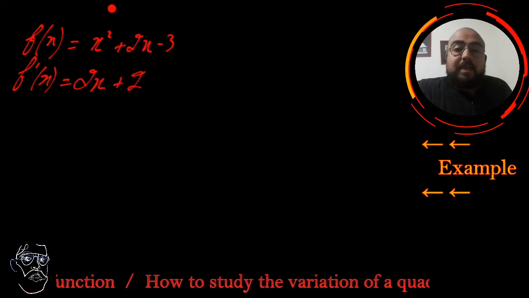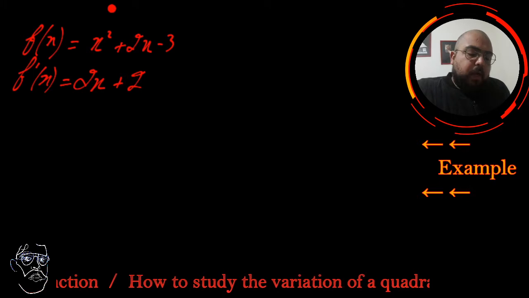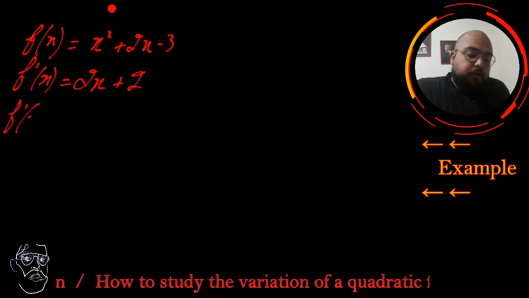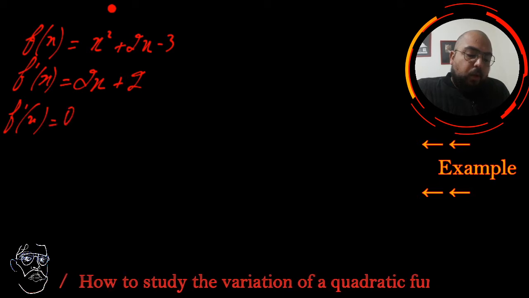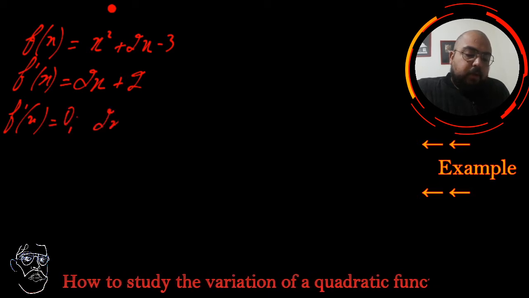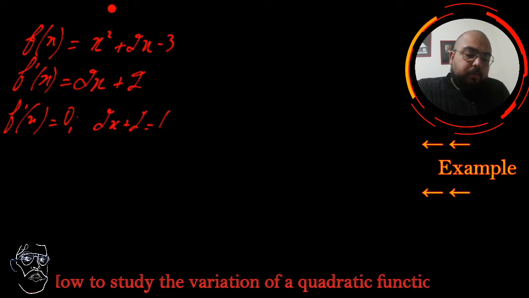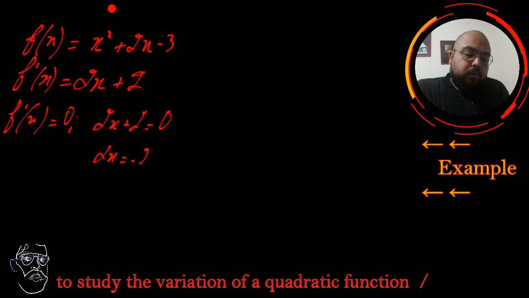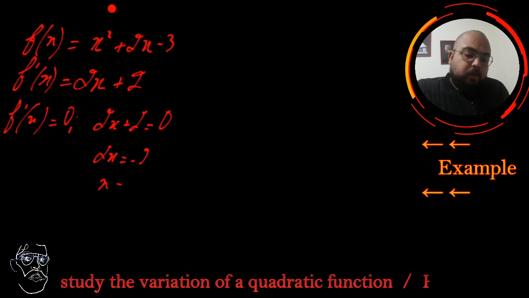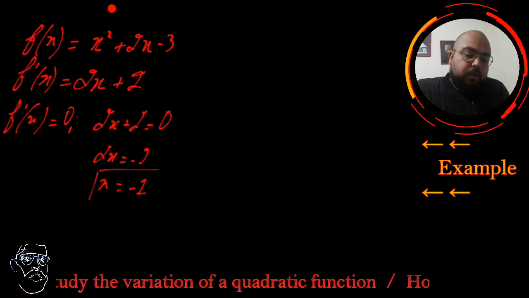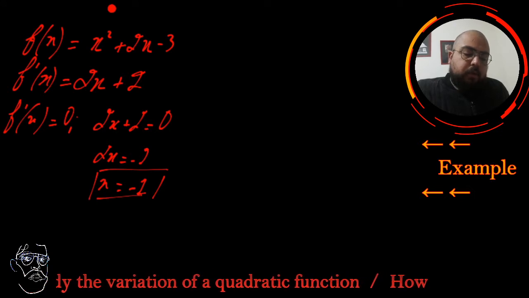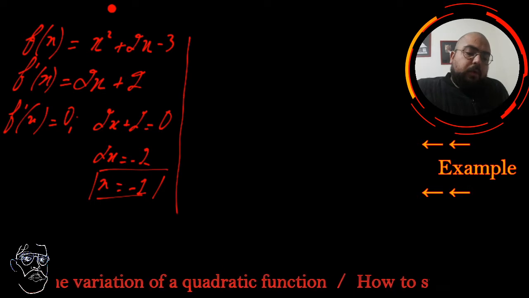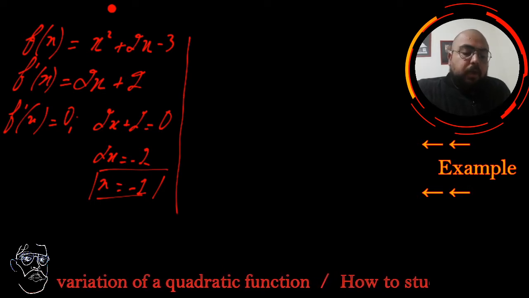In order to study the sign of this derivative, you will have to say f prime of x is equal to 0, which means 2x plus 2 is equal to 0, which means again 2x is equal to minus 2, x is equal to minus 1. So this is the value which I should be considering. I will have to go to the table and make the table of variation.